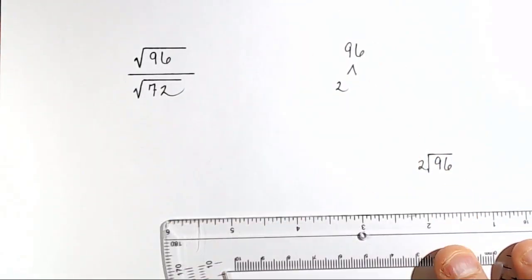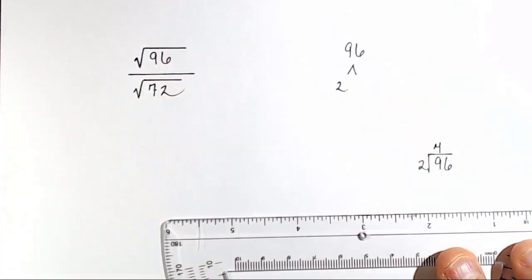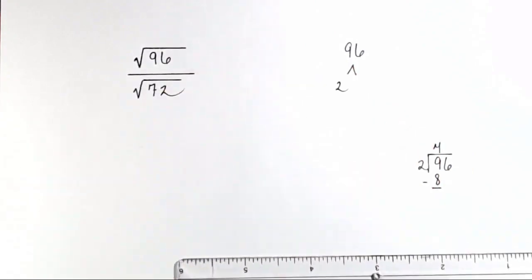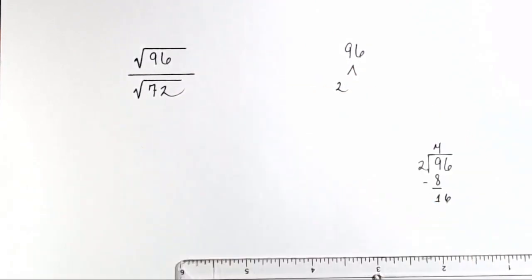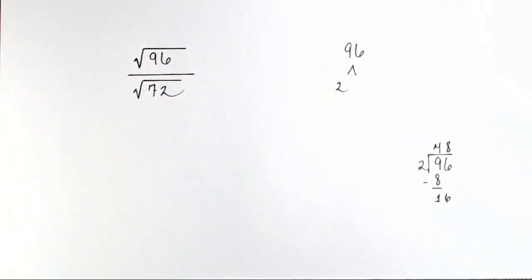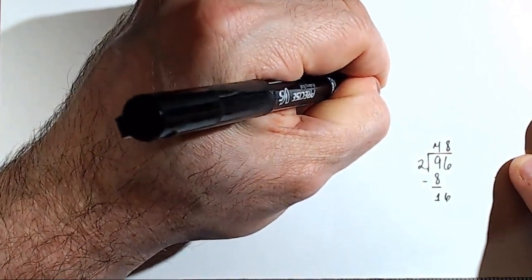Okay, so 2 goes into 9 4 times. 4 times 2 is 8. 9 minus 8 is 1. Bring down the 6. 2 goes into 16 8 times. So 2 times 48 is 96. So the other factor is 48.